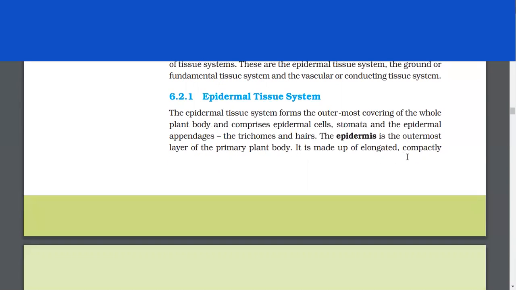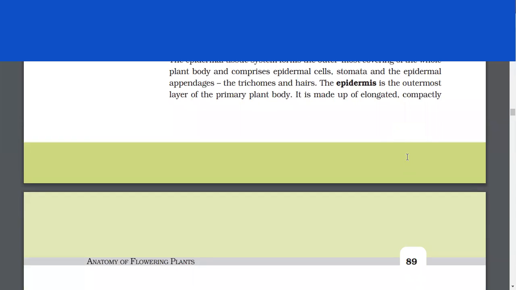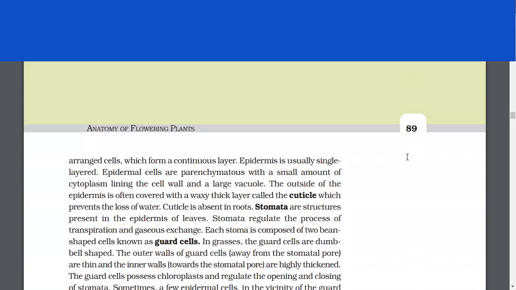Epidermal tissue system. The epidermal tissue system forms the outermost covering of the whole plant body and comprises epidermal cells, stomata, and the epidermal appendages, the trichomes and hairs. The epidermis is the outermost layer of the primary plant body. It is made up of elongated, compactly arranged cells which form a continuous layer.